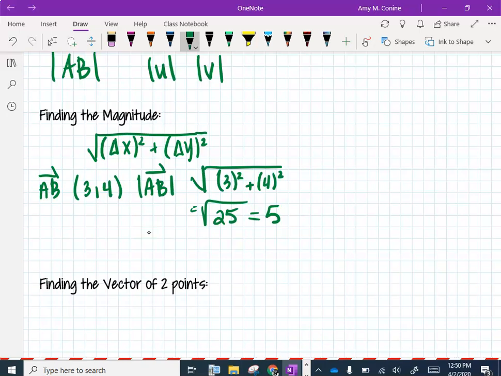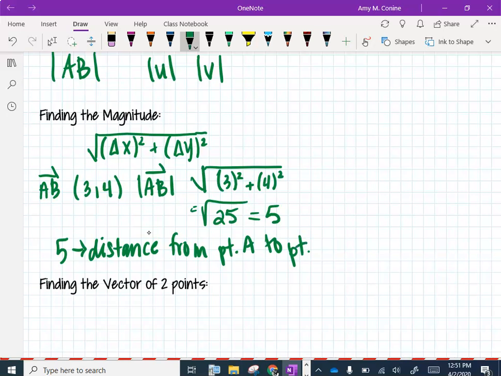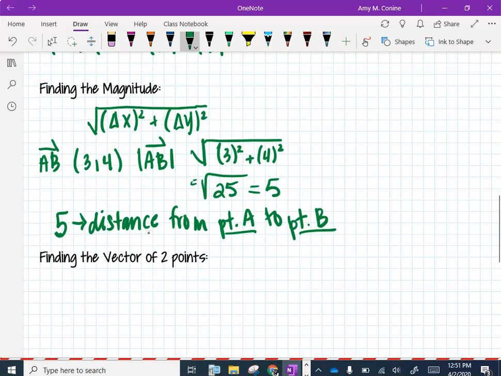So what that 5 represents, okay, what that 5 represents, that's the distance from your starting point of point A to your end point, your terminal point of point B. So if we were to graph this, the distance between those 2 points is 5. This is why the distance formula is also related to magnitude because that's exactly what we're talking about.